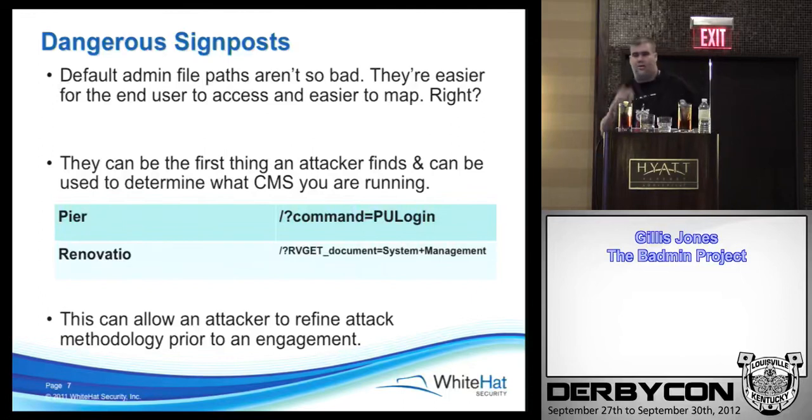Now, Renovatio, which is an Italian CMS, uses the RVGet document, which you're actually able to do some more fun stuff in that parameter, which can bypass some authentication mechanisms, but I can't really talk about that. Sorry. And it can allow an attacker to refine their target prior to engagement.